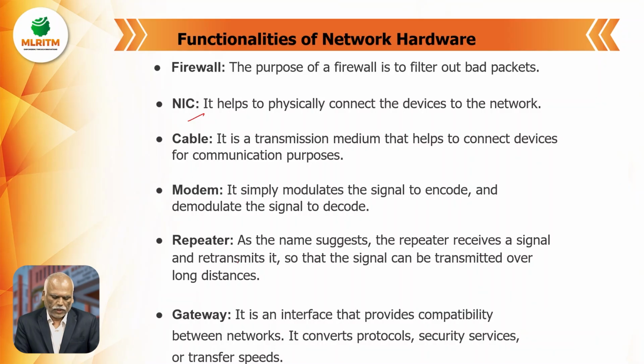The other device is the repeater, as the name suggests. The repeater receives a signal and retransmits it, so that the signal can be transmitted over longer distances. Finally, there are gateways, an interface that provides compatibility between networks and converts protocols, security services, or transfer speeds.